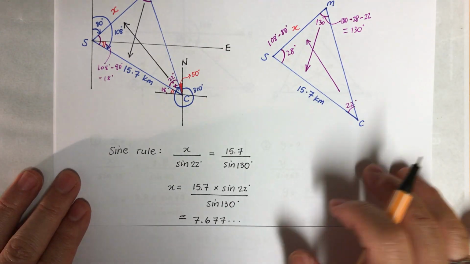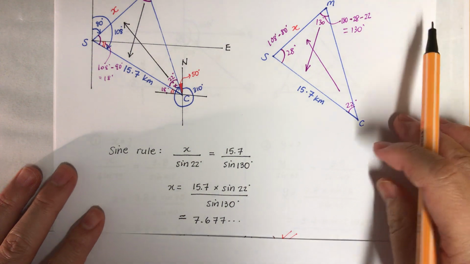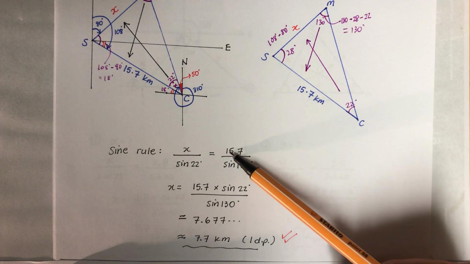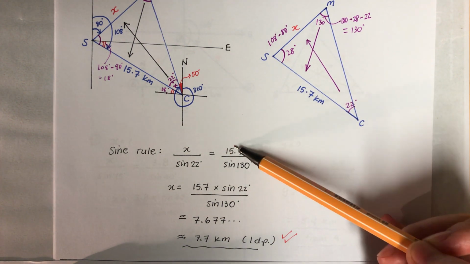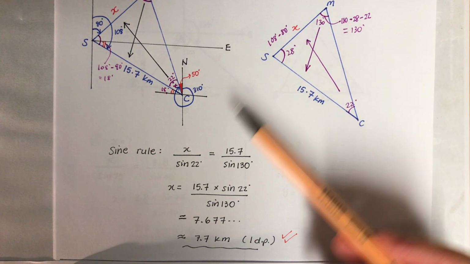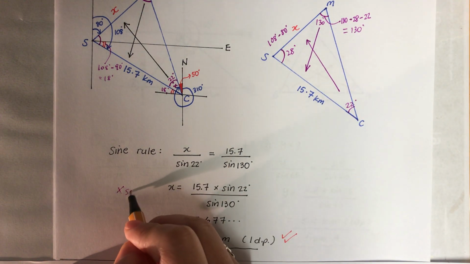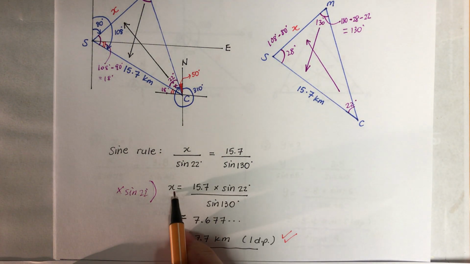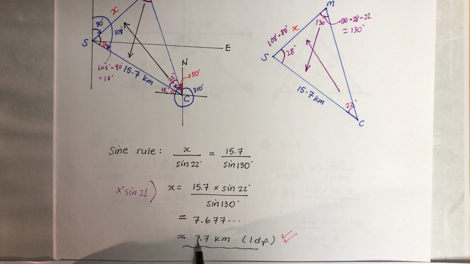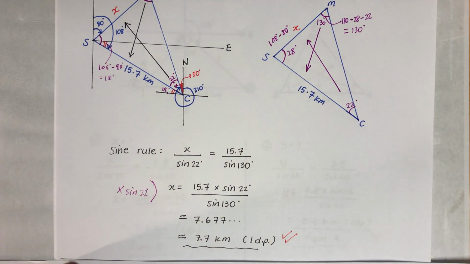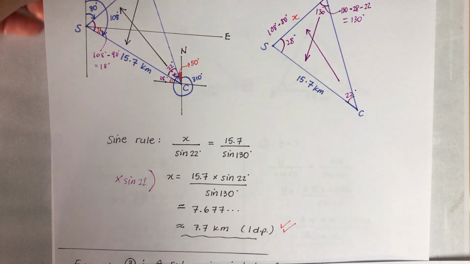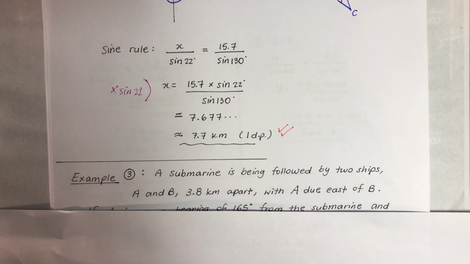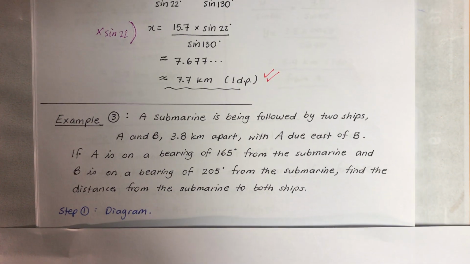So to find x, I will use the sine rule. So x over sine 22 equals 15.7 over sine 130, and I multiply by sine 22 degrees on both sides, and make x the subject, 7.7 kilometers, to 1 decimal place. Okay, excellent. Now, did I tell you this is going to be a long one? So just pause it, have a break, come back. Okay, so next one.